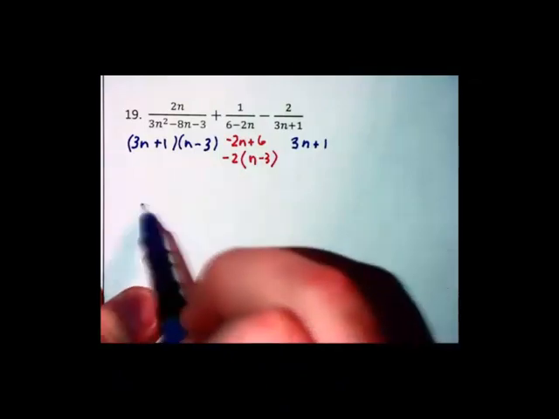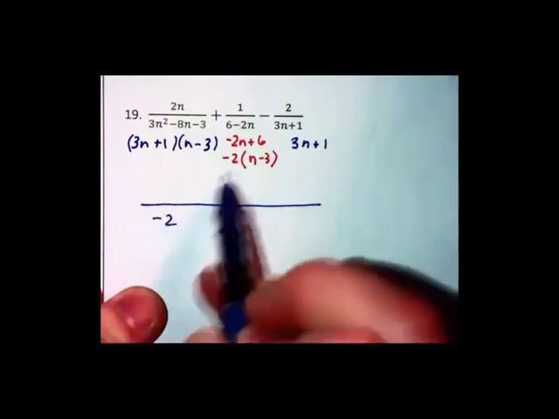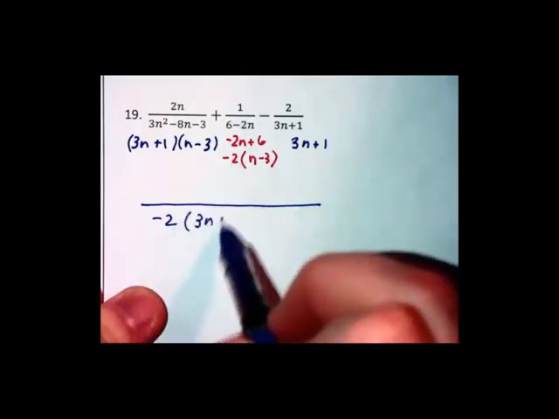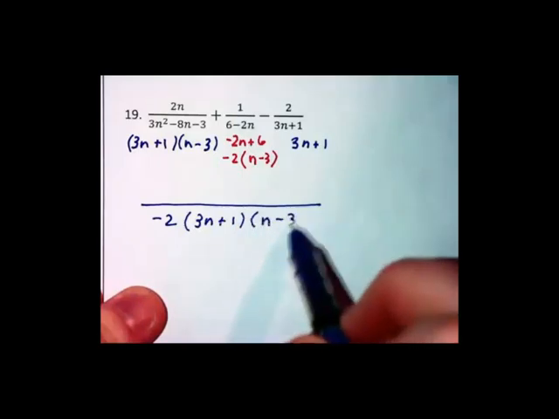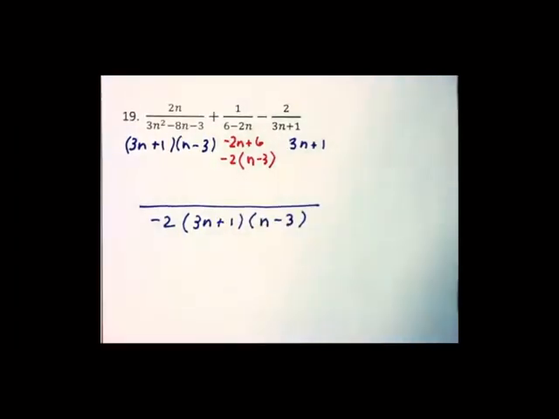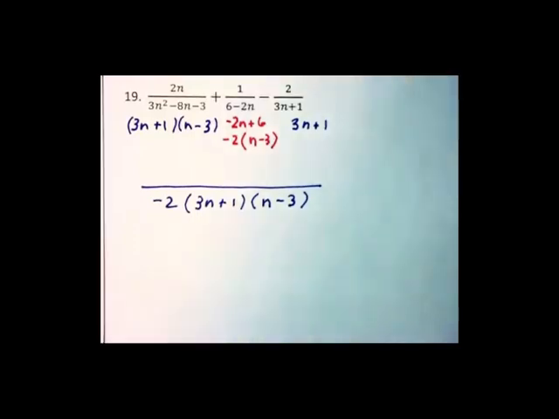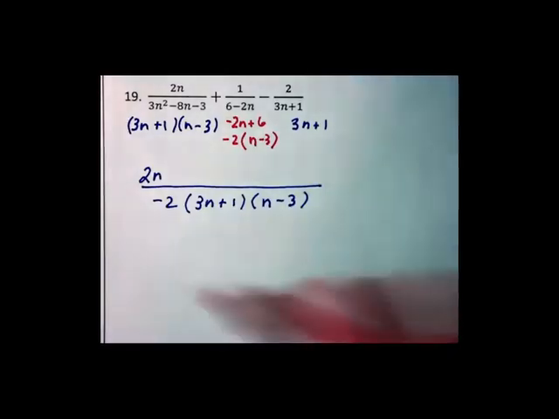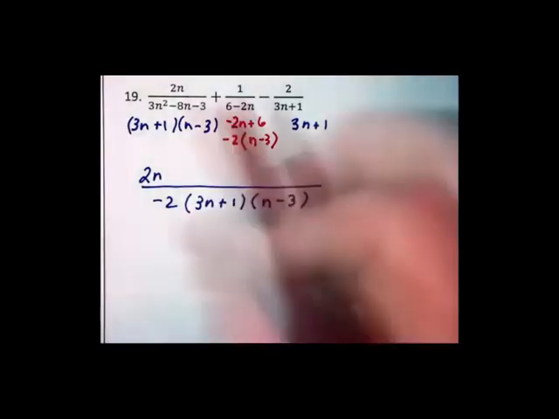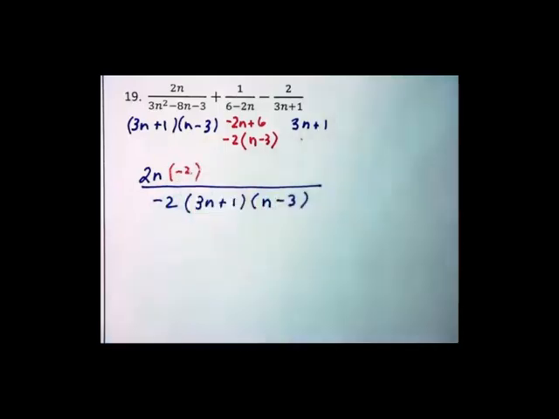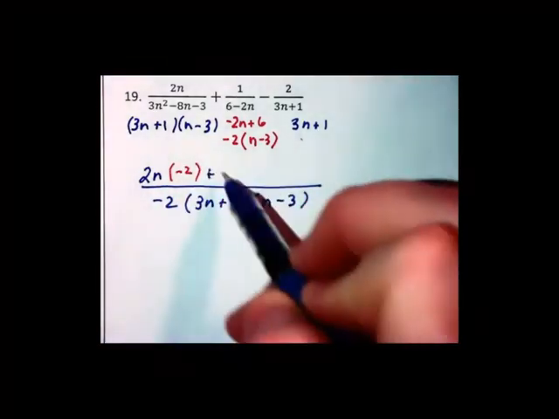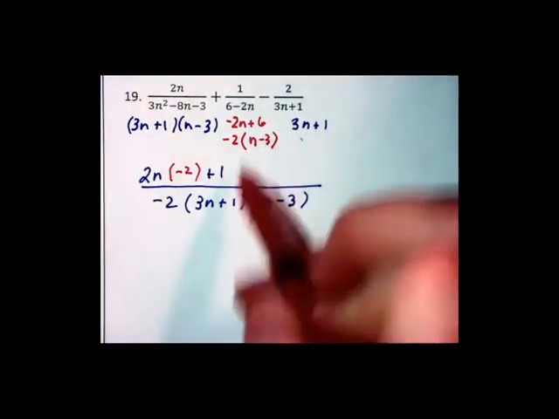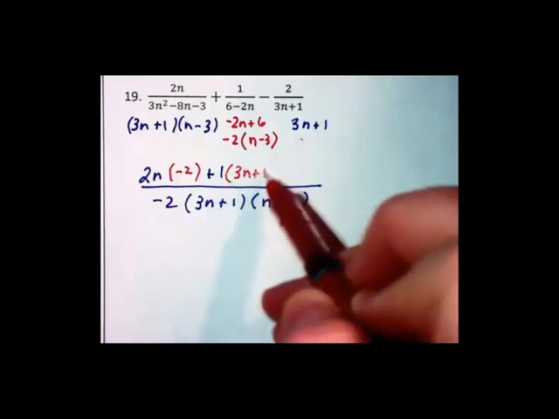So, the common denominator needs a negative 2 out front to make the middle denominator happy. I need to have a 3n plus 1 in it and an n minus 3 in it, and that satisfies all three denominators. Then we've got to look very carefully. The first numerator had a 2n in it, and that denominator got changed by multiplying by the negative 2. Then I have a plus 1. I can write the 1 or I don't have to, your call. And that fraction got multiplied down below by 3n plus 1.